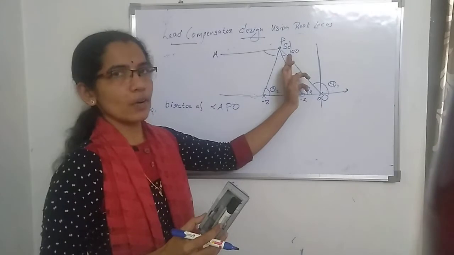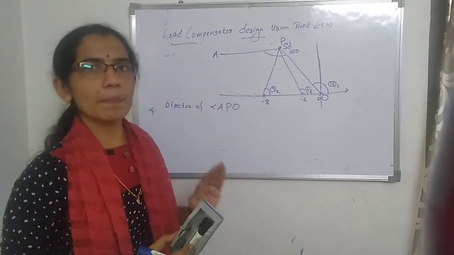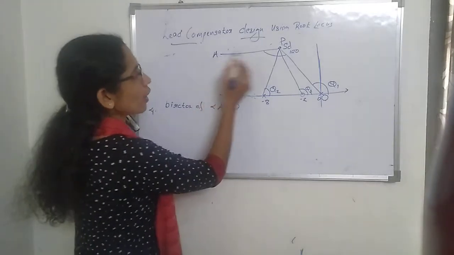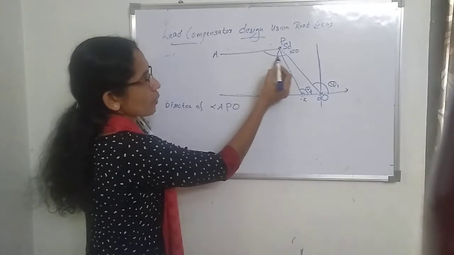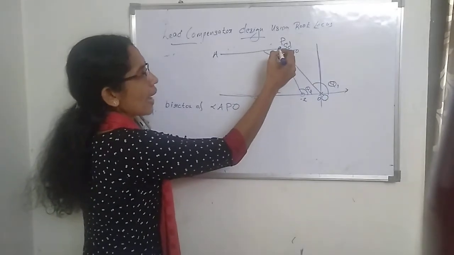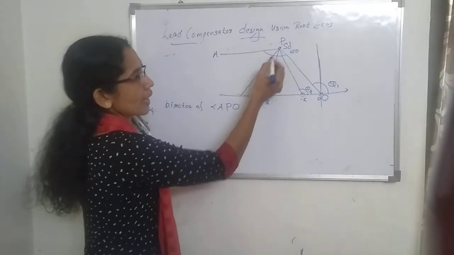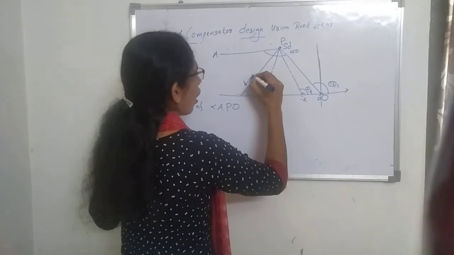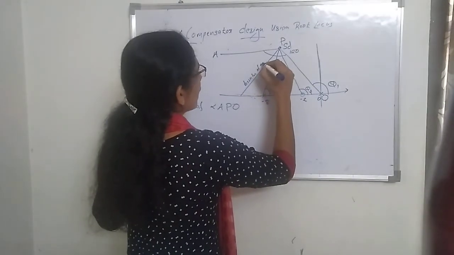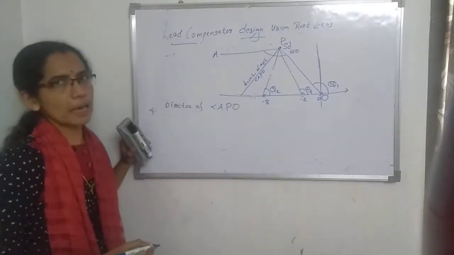If the total angle is 120, the line drawn at half of it is called the bisector. So what do we do? We measure the angle APO. First measure the angle APO and draw the bisector. Bisector means the line drawn at half of whatever angle is measured. So, bisector of angle APO.